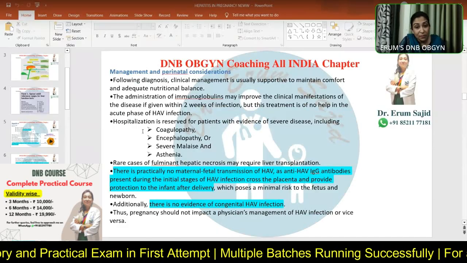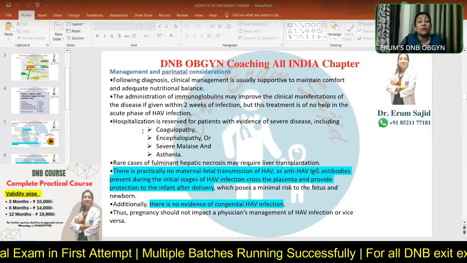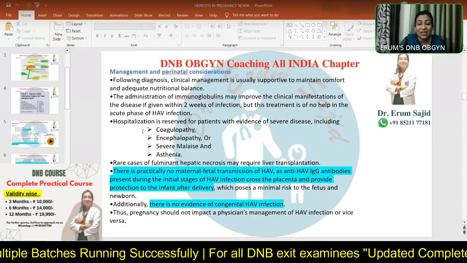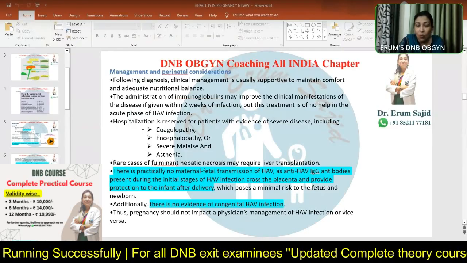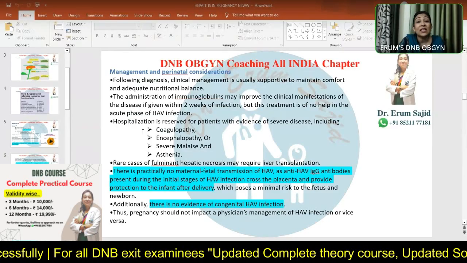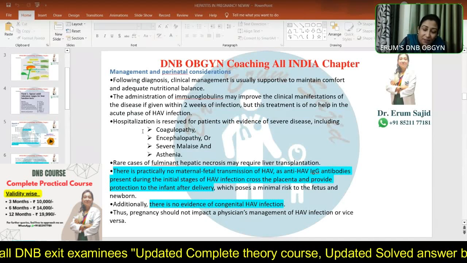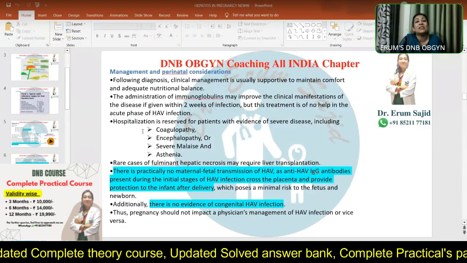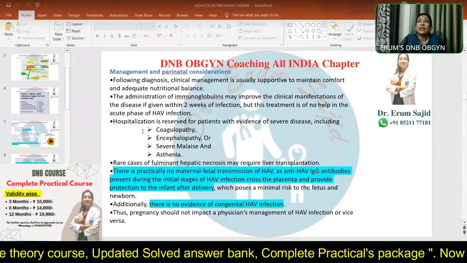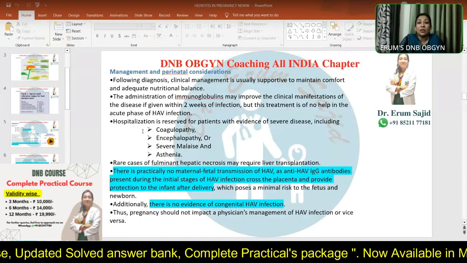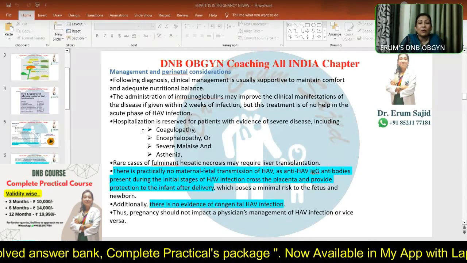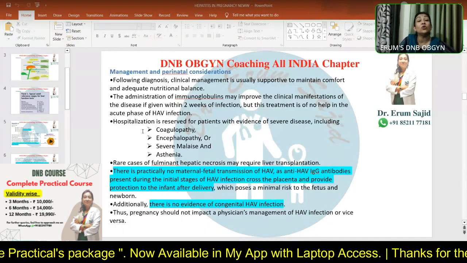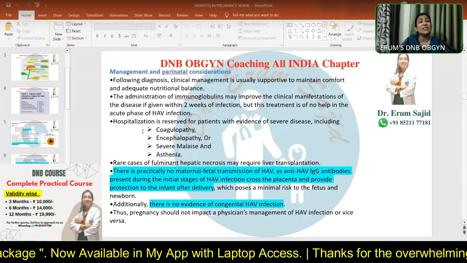Administration of immunoglobulins may improve the clinical manifestation of the disease if given within 2 weeks of infection, but this treatment is of no help in the acute phase of the disease. See, the problem with immunoglobulins, what are immunoglobulins? That's actually passive immunity. What is passive immunity? Come on, guys, I need to hear this out from people. What is the funda behind this passive immunity? I think I spoke a line or two when I was teaching you about chickenpox, right? And then there came a question regarding whether we have the vaccine available or not. So yes, it is available, but when do we usually give these immunoglobulins? When is a vaccine given to a patient?